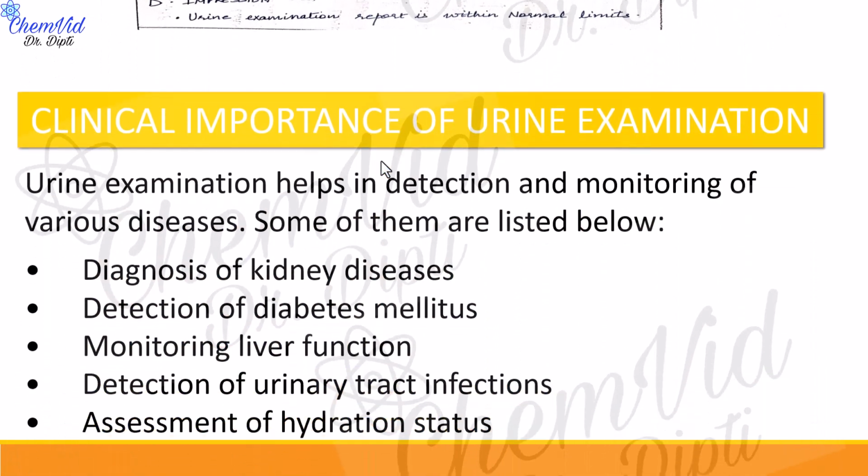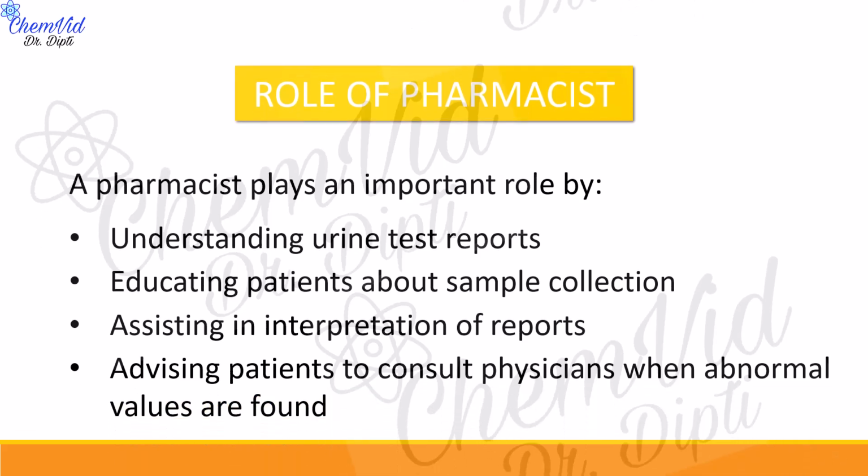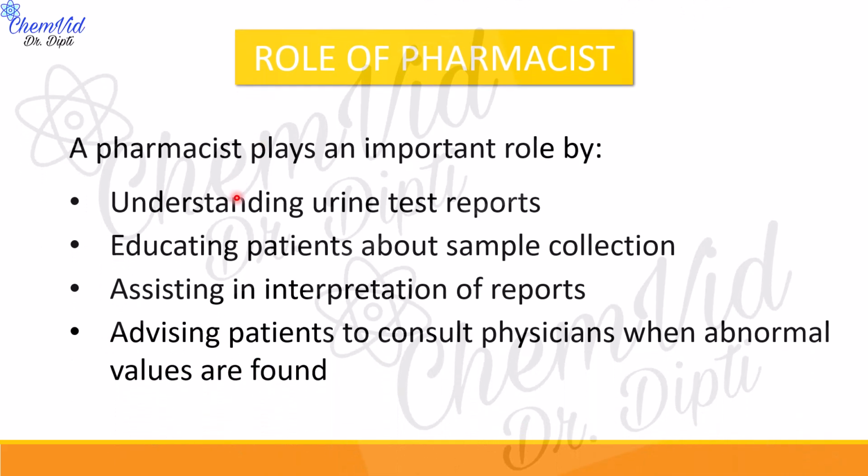Then coming on to the clinical importance of urine examination. See, urine examination helps in the detection and monitoring of various kinds of diseases, and these have been mentioned over here. Then coming on to the role of pharmacist. See, the pharmacist plays a very important role. It helps in understanding the urine test reports. It educates the patient about sample collection. They assist in interpretation of reports, and they also advise the patients to consult physicians when abnormal values are found.